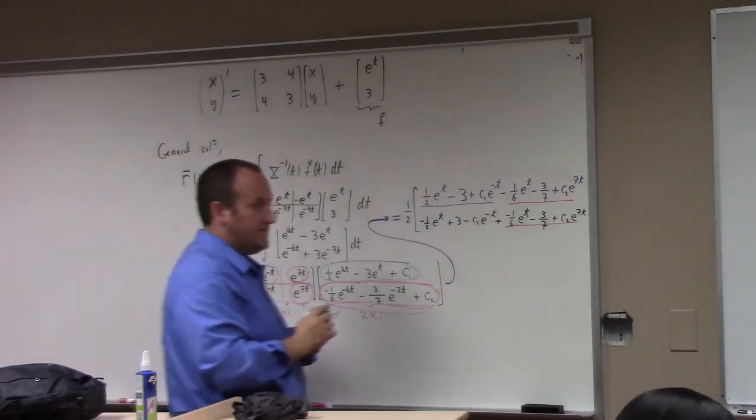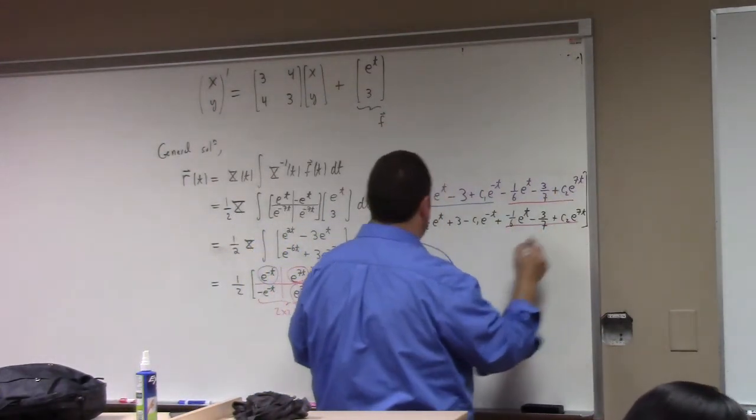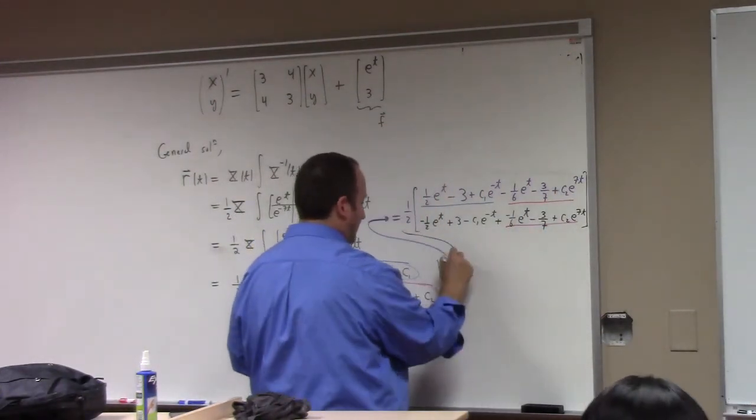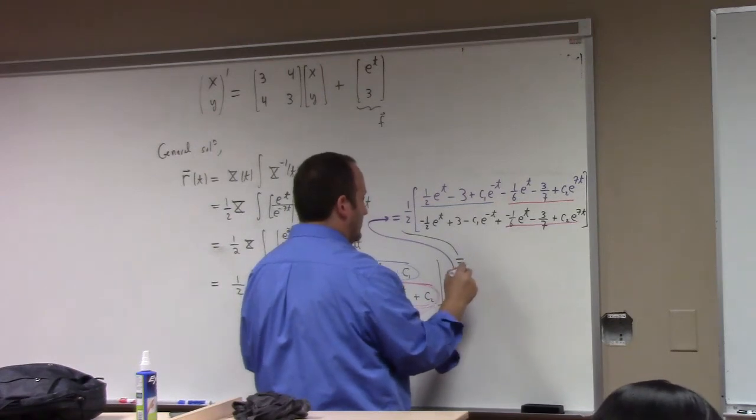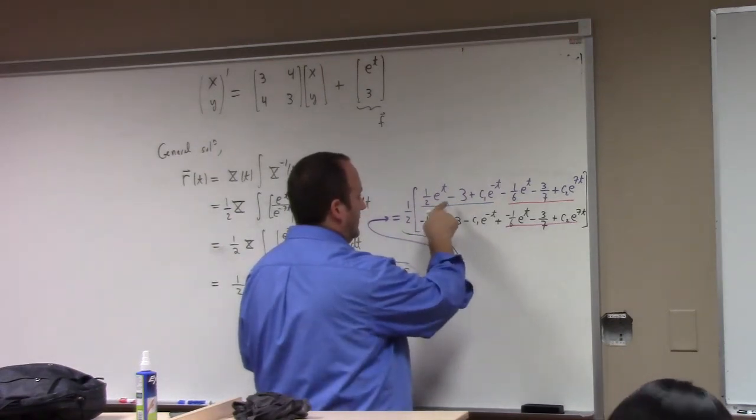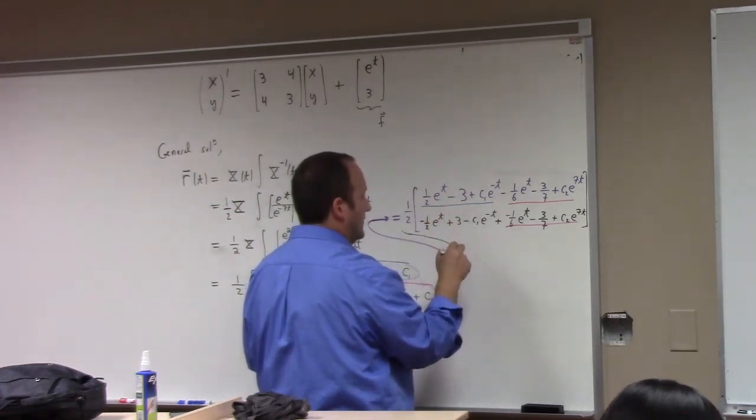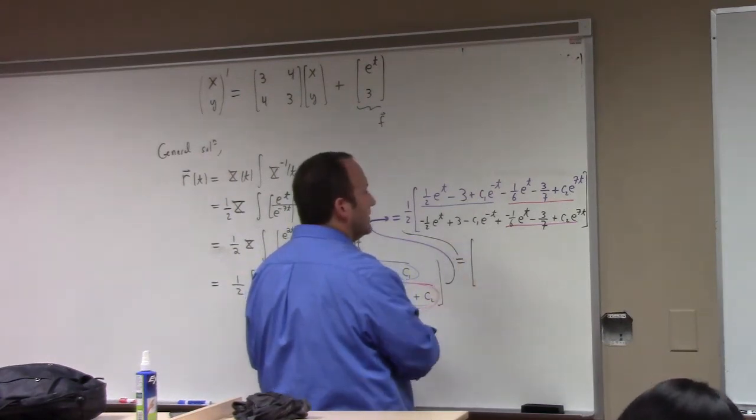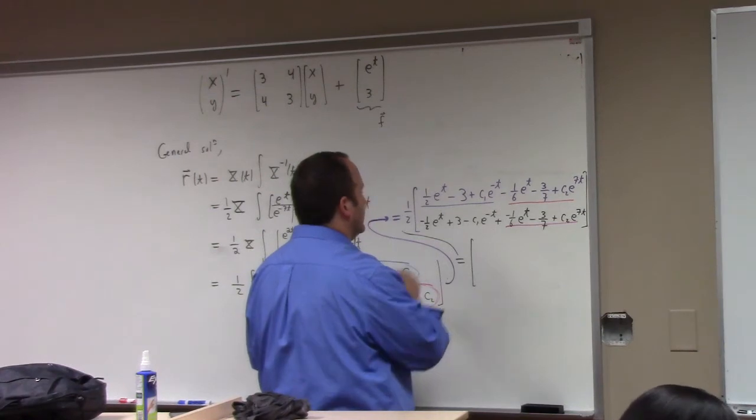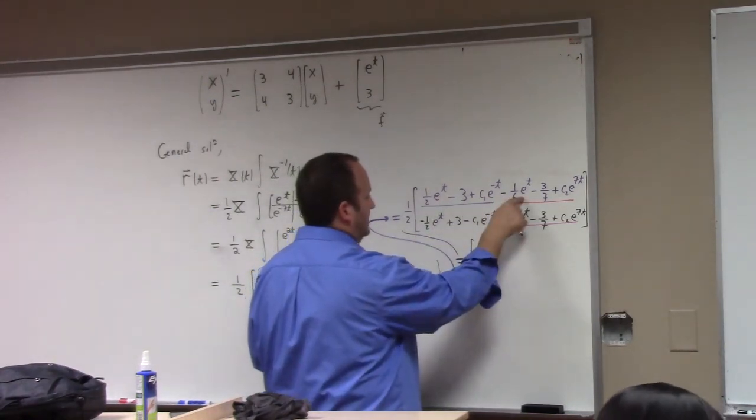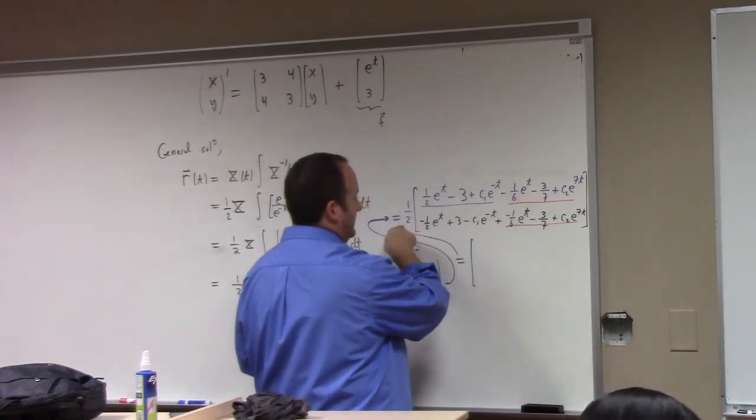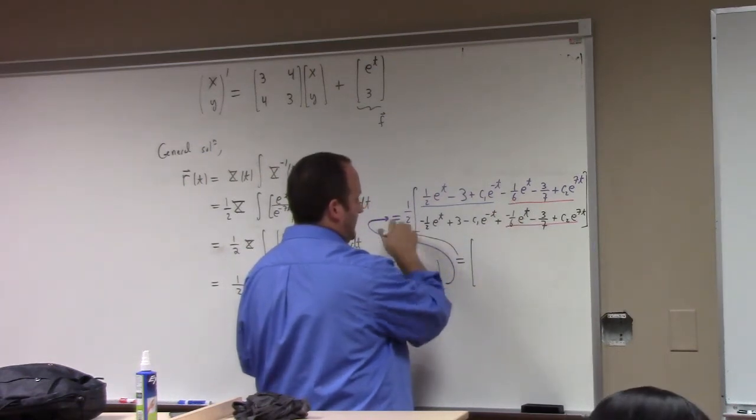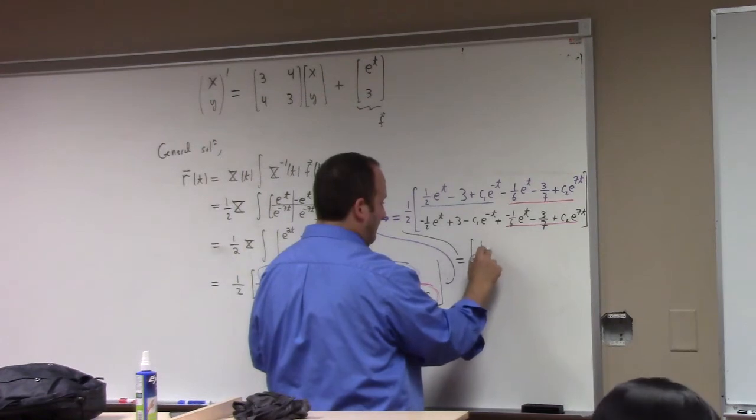All right, can we clean this up? We can clean this up a little bit, I think. So what we got is, let's see here. What's a half minus a sixth? That's a third, times a half is a sixth, right? So 1/6 e to the t.